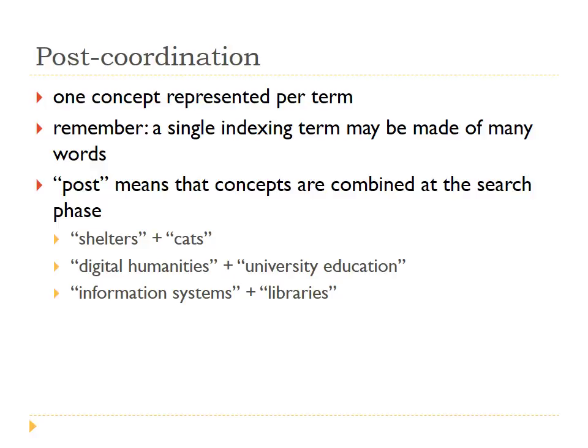When we think of the digital humanities, it's a single concept. The same with the university education. That's one concept in this vocabulary. But if we put those together, right, this is post-coordinate. The same here, information systems is one single concept. So it's a post-coordinate term.